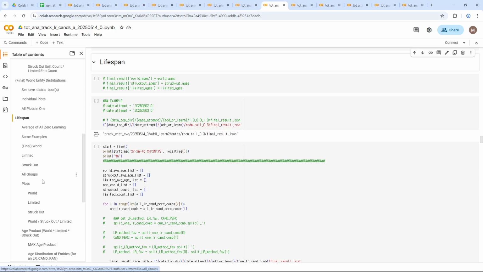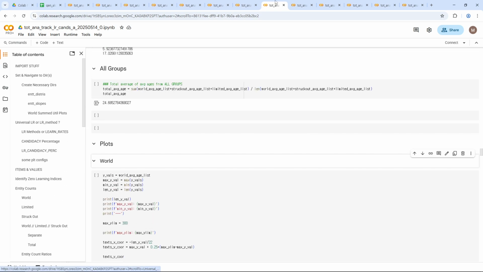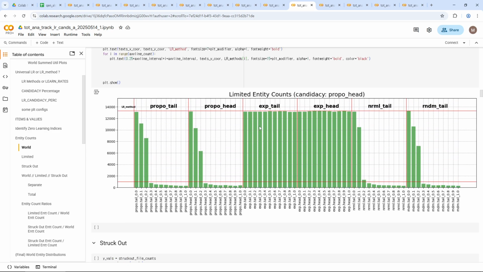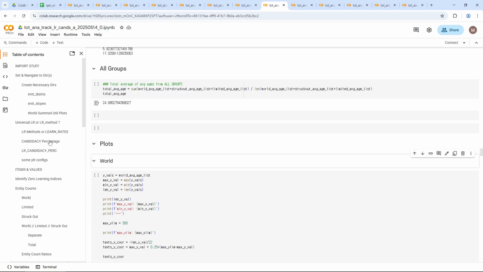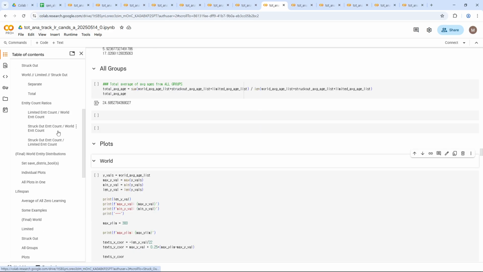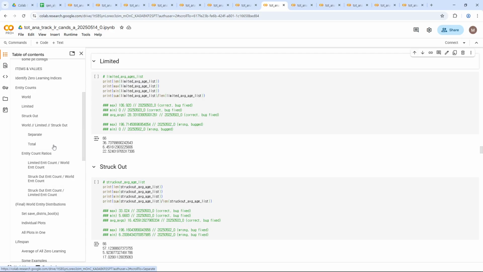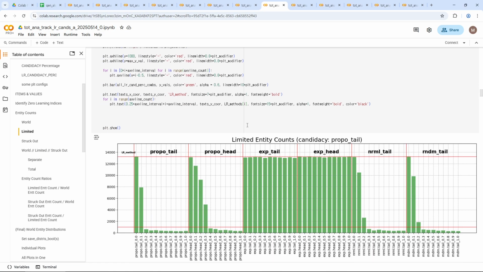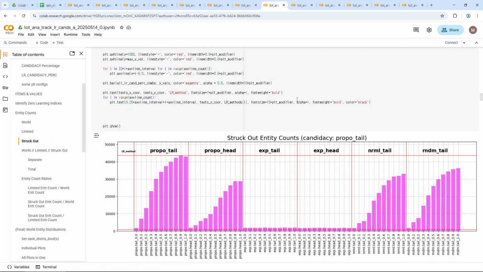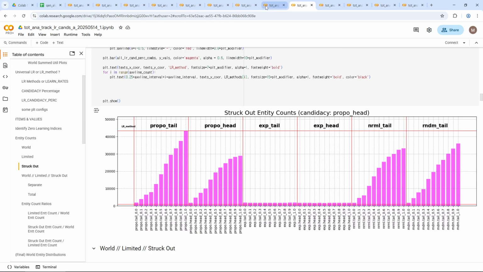And we have a look at the lifespans. Wait, no, that's not what I wanted to do. The next notebook, same. I'm just checking if it's the same thing. Proportional head. What is this one? Limited. Lifespan limited. No, it was entity counts. Entity counts limited. Very similar. Struck out. Quite similar as well.